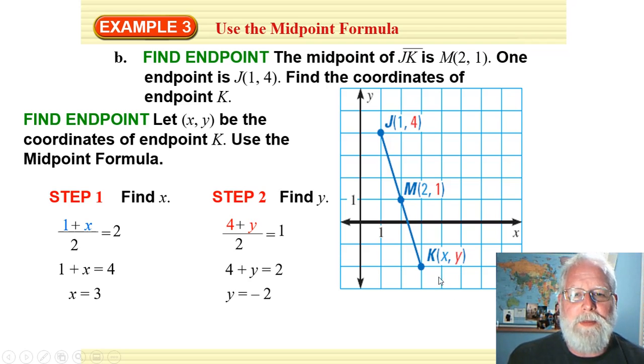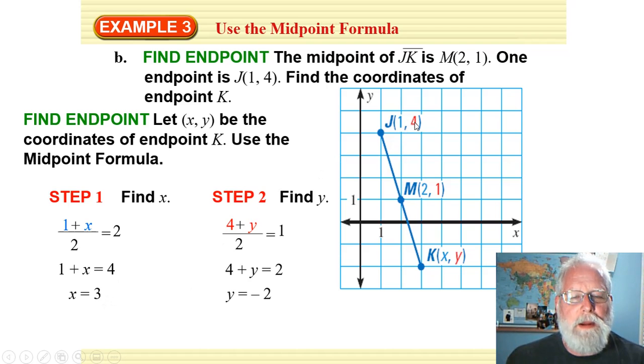Now another way to look at this is if I went from here to here, it's got to be the same as going from the mid to the other end. So if you can sketch it, what you can also do is think of it like this. Look at the x. If I went from the end to the mid, I went 1 to 2. Well, that means from the mid to the other end, I also have to go 1. So that should be a 3, which you see it is.